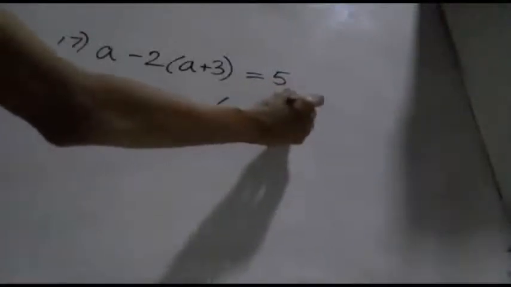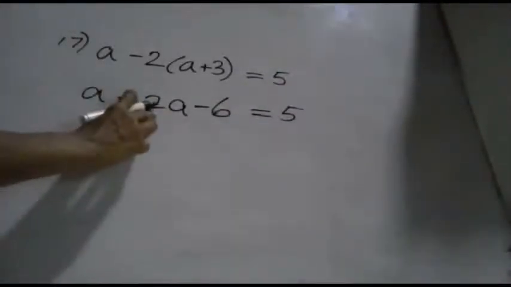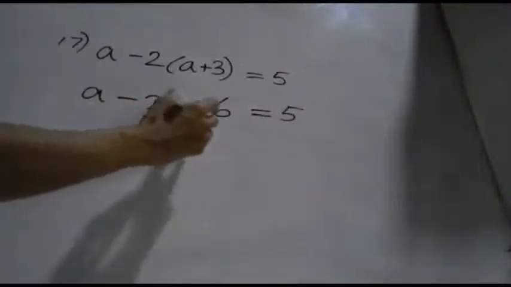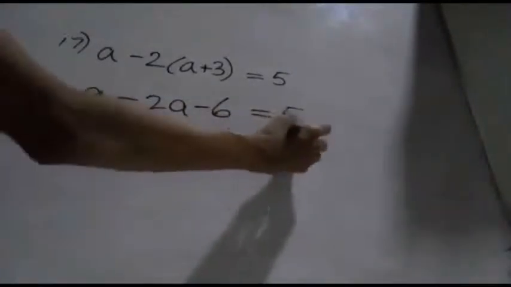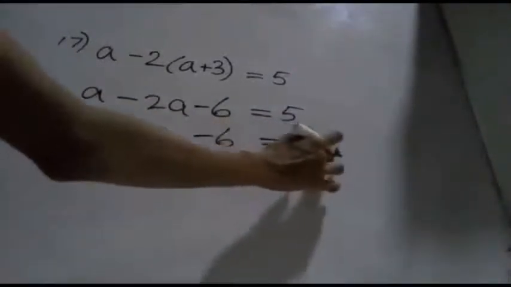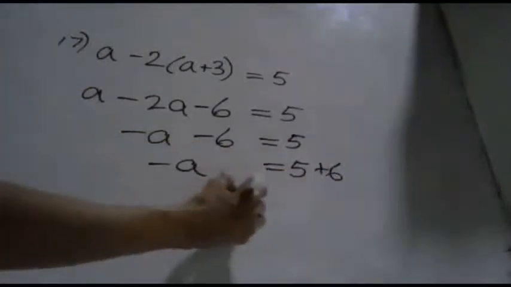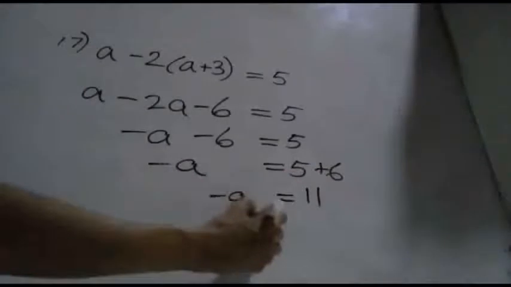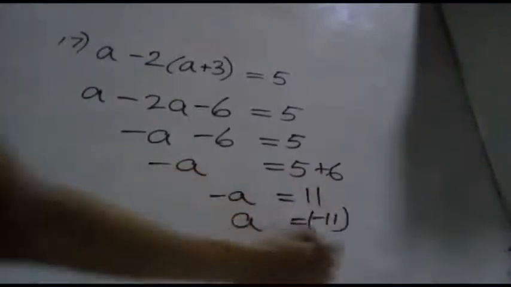2 times a plus 3 is equal 5. A subtract 2a, negative times positive negative. 2 times 3 is equal 6 is equal 5. A subtract 2a equal negative a. Subtract 6 is equal 5. Negative a is equal 5. Negative 6 go here, positive 6. Negative a is equal positive 11. A is equal negative 11.